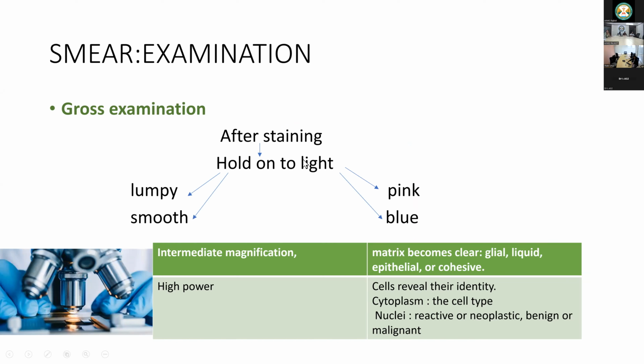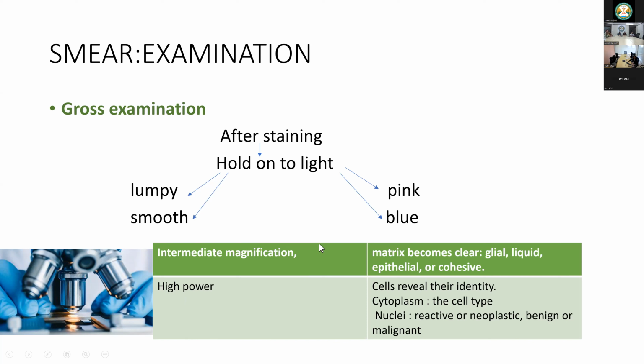Gross examination. After staining also, we can hold the slide up to light and see how the appearance of the slide is. Any blue appearance means there is increased cellularity. It can be an embryonal tumor. The pink appearance can be seen in normal brain tissue or glial tumors. Whether it is lumpy or smooth: lumpy means it's not adequately smeared, which can be found in meningiomas, schwannomas, or the smear is smooth, like there's a smooth gradient in pituitary adenomas, lymphomas.